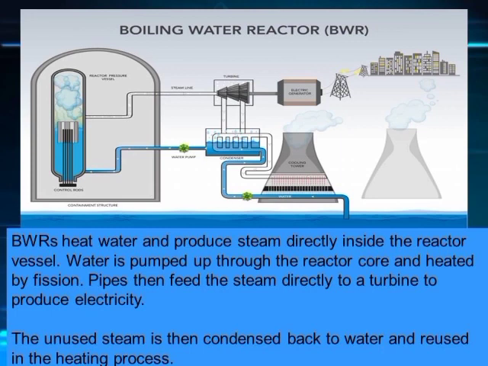BWR heats water and produces steam directly inside the reactor vessel. Water is pumped up through the reactor core and heated by fission. Pipes then feed the steam directly to a turbine to produce electricity. The unused steam is then condensed back to water and reused in the heating process.